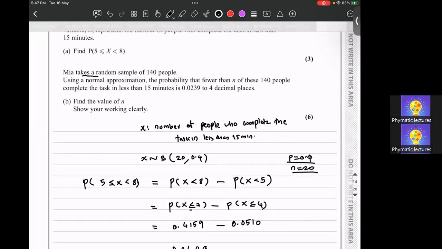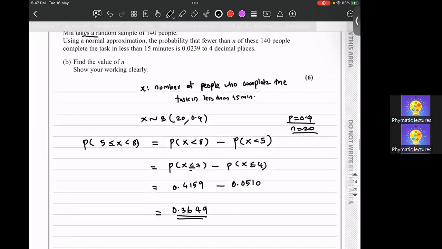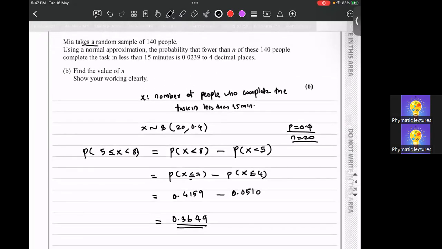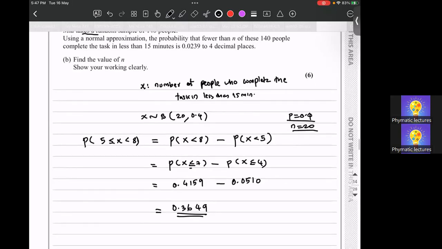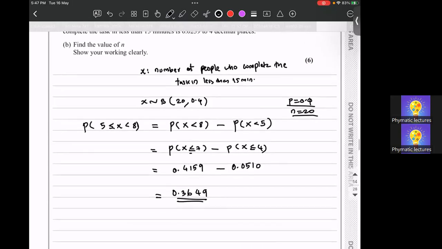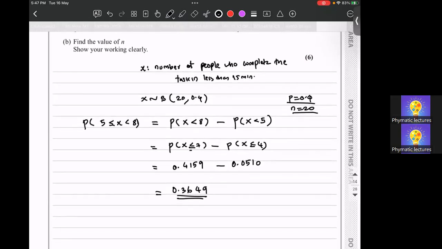Mia takes a random sample of 140. Using a normal approximation, the probability that fewer than n of these 140 people complete the task in less than 15 minutes is 0.0239 to 4 decimal places. Find the value of n. So what should we do? It is a normal approximation. That means a discrete random variable distribution is now being approximated as a continuous random variable distribution. Correct? So definitely we should apply the interval correction.